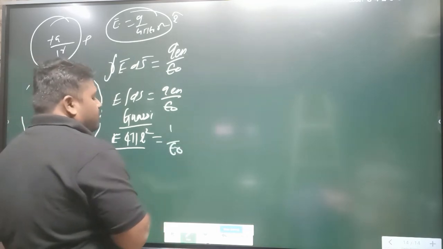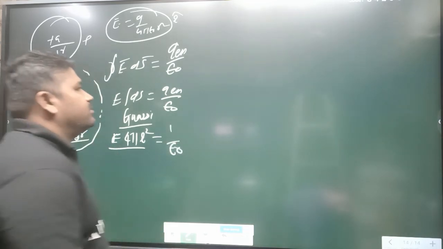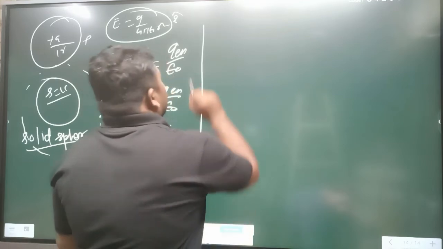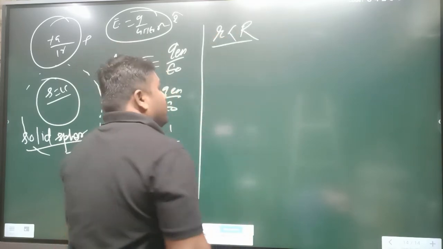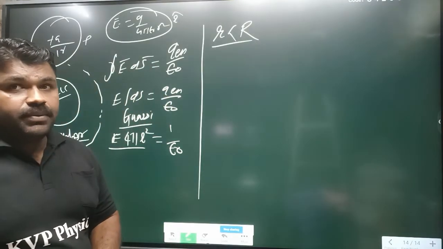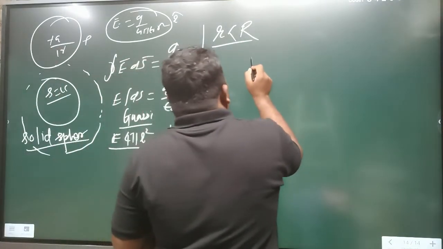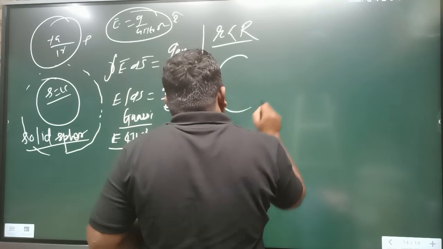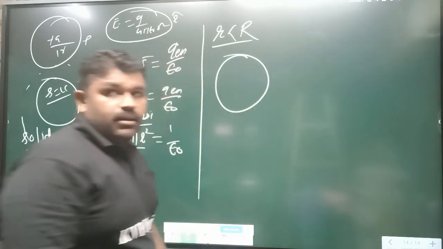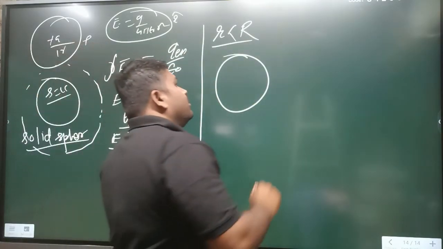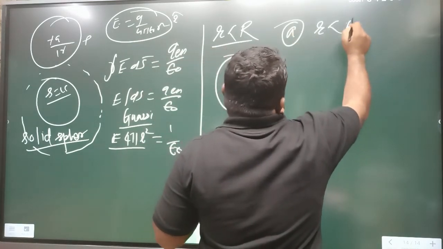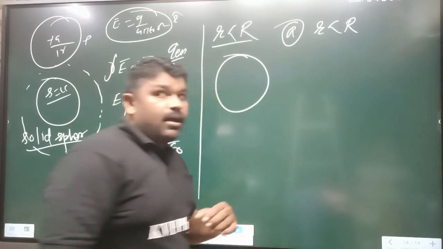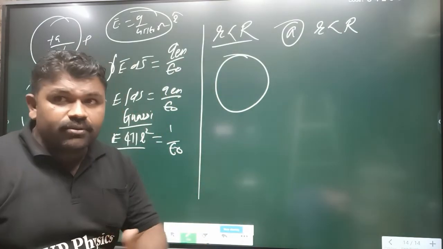1 upon epsilon naught. Here there are two conditions. One condition: suppose small r is less than capital R. Capital R is the radius of the sphere. Now this one is a sphere. Now we can find the electric field. Number 1: small r is less than capital R, which means this point is inside the body, not outside the body.